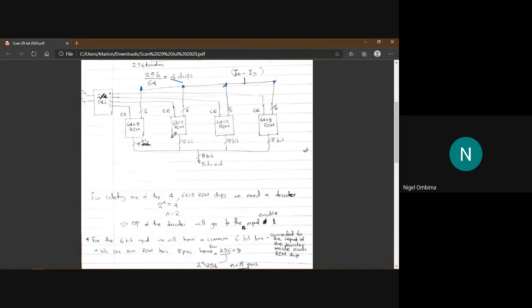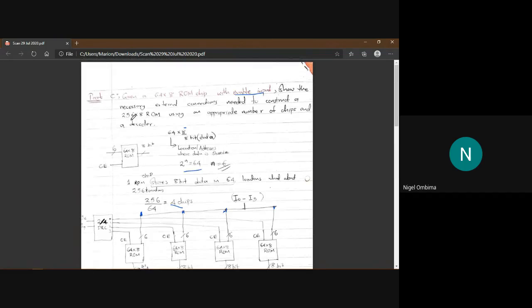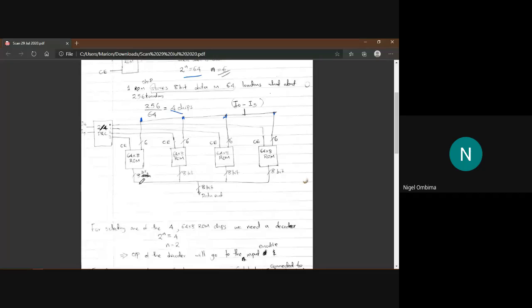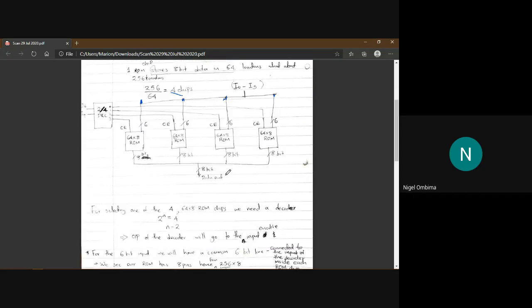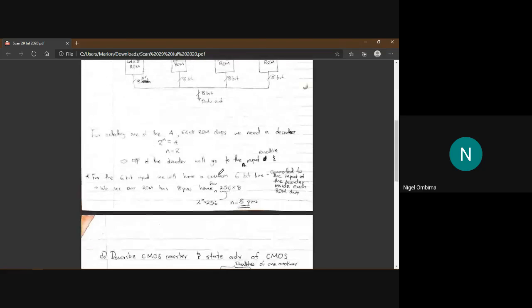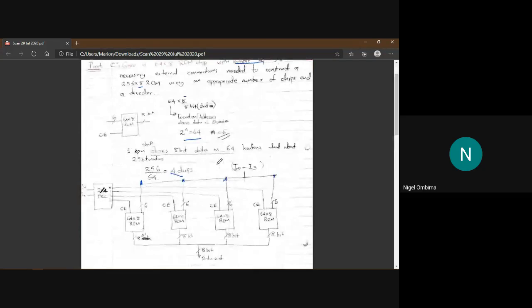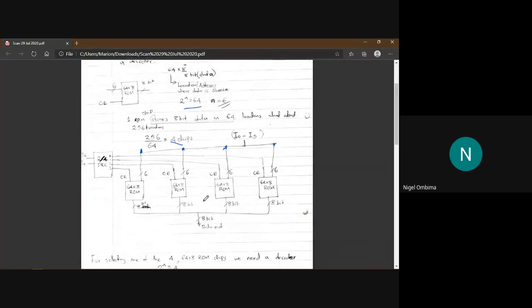And then the output of each ROM, since we're supposed to have an 8-bit data out, all of them have 8 bits. I connected all of them to one line so that whenever we select one ROM from I6 and I7, it will give us the ROM that we're supposed to use, and that ROM will give the data out. So we can confirm this is what you're supposed to draw.